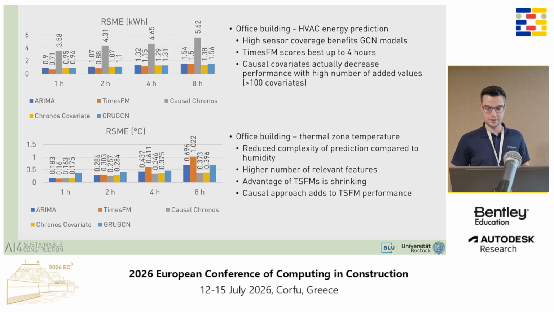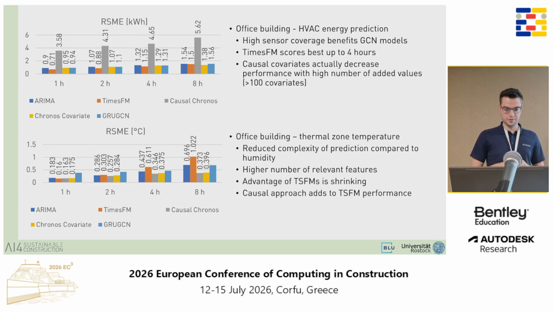Comparing this to the office building, we have for the HVAC energy prediction, the GCN model comes close to the predictions of time series foundation models. Surprisingly, TSFM, which is only univariate forecasting, scores the best results up to 4 hours, and then highly decreases when you extend the prediction horizon. And the causal covariates we added here, the high number, seems to decrease performance.